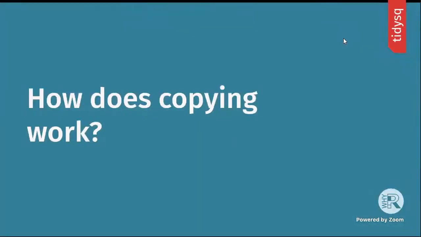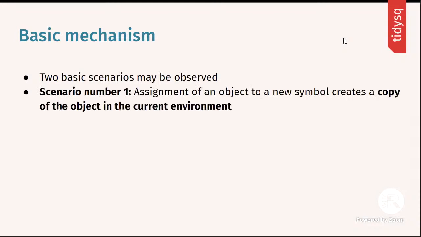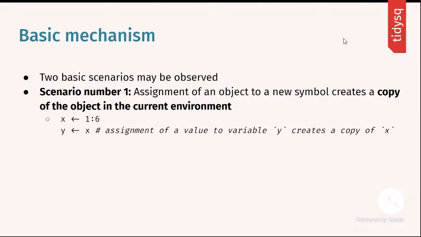Now, to the point: how does copying work? How would copying work if R wouldn't optimize it? The basic mechanism is that there are two basic scenarios. The first is when you assign an object to another, when you copy a variable within an environment. That is, you've got an object, we assign it to one variable and then to another variable. We expect it to create two copies of this object.